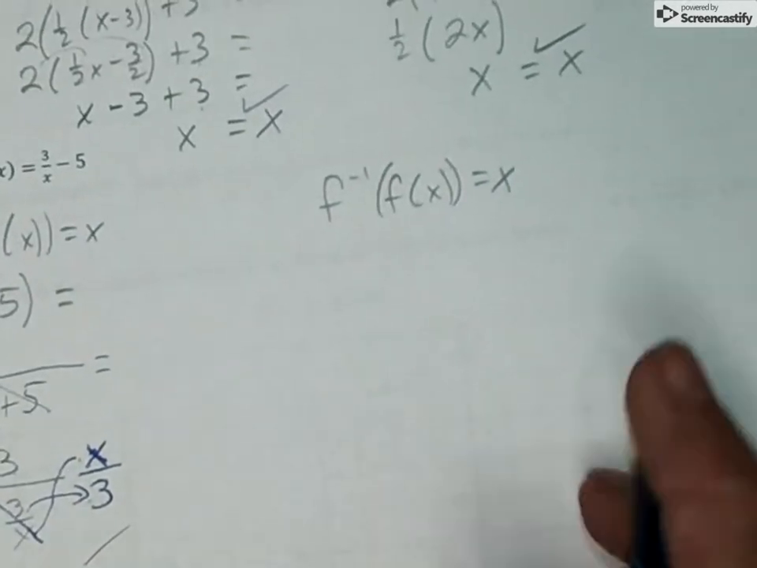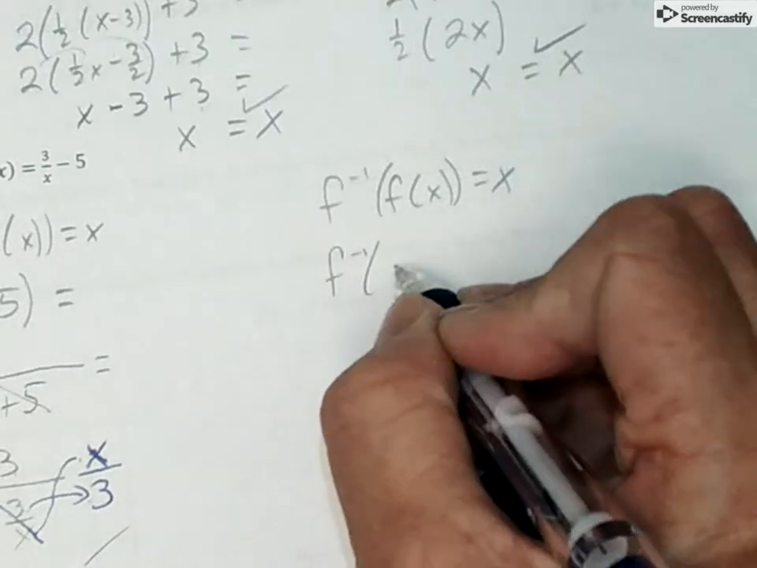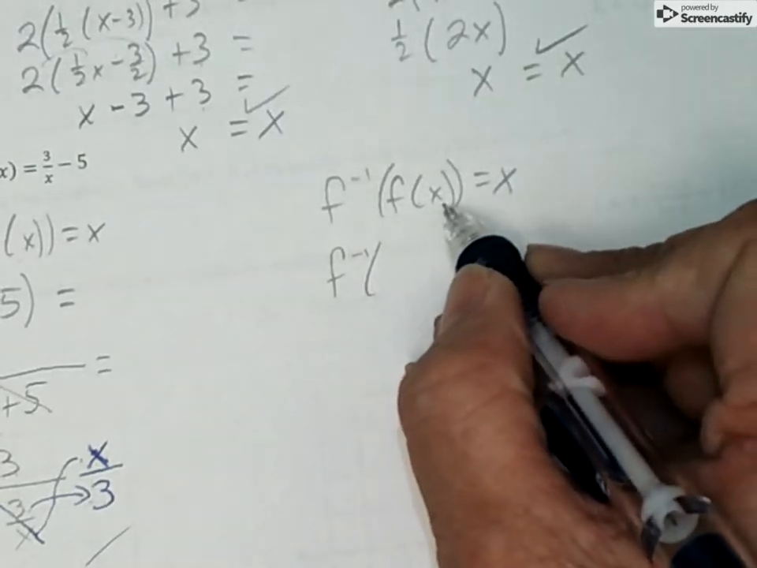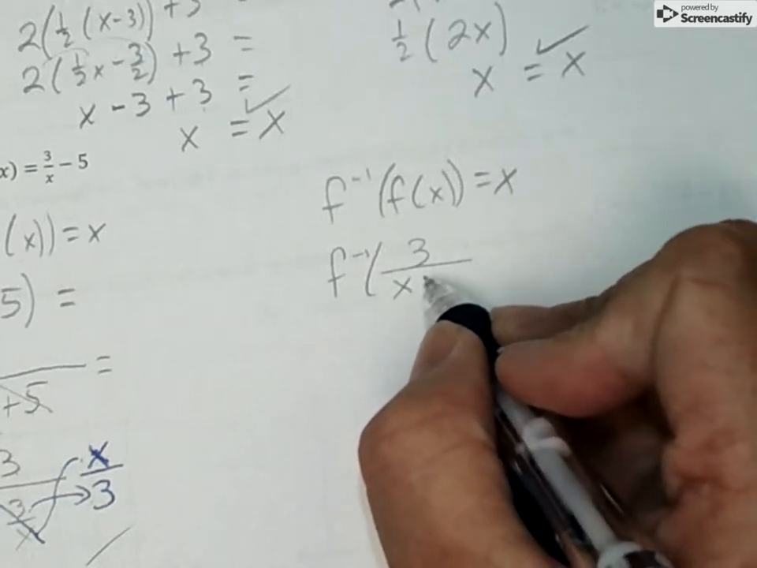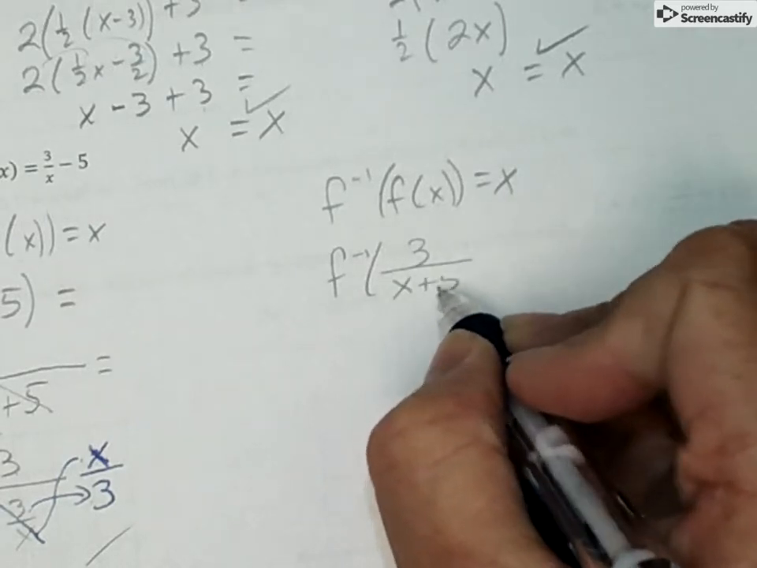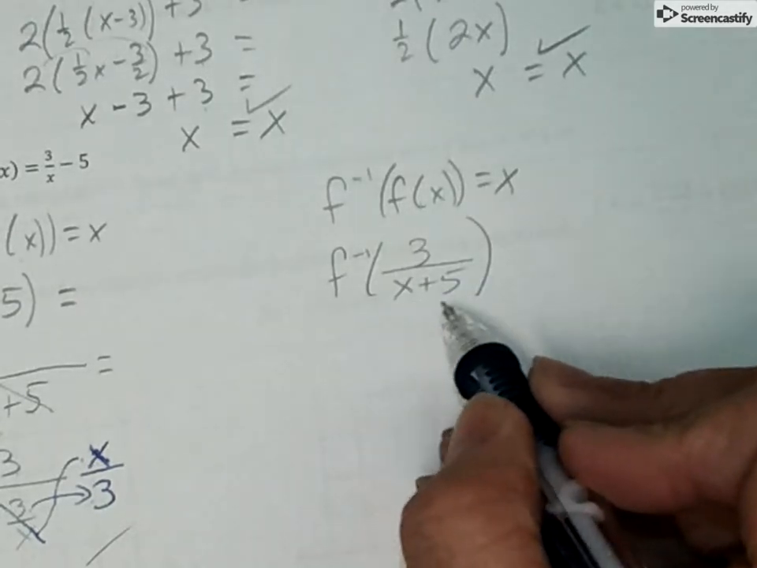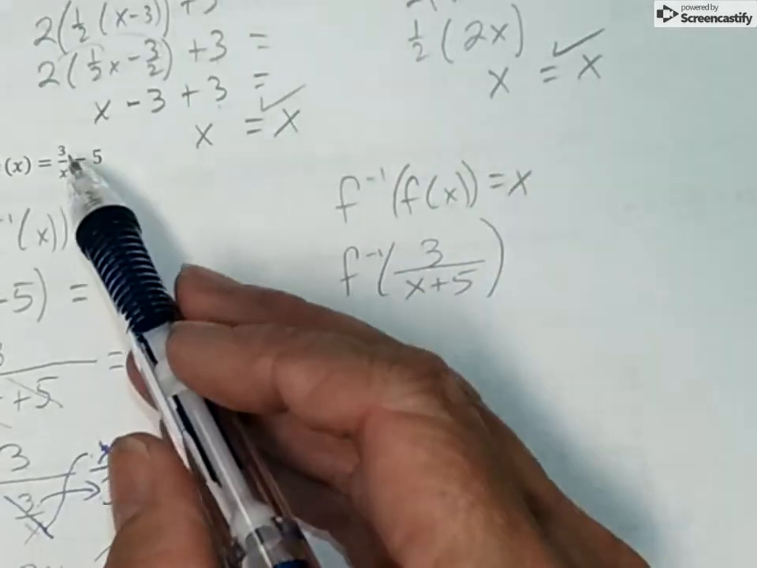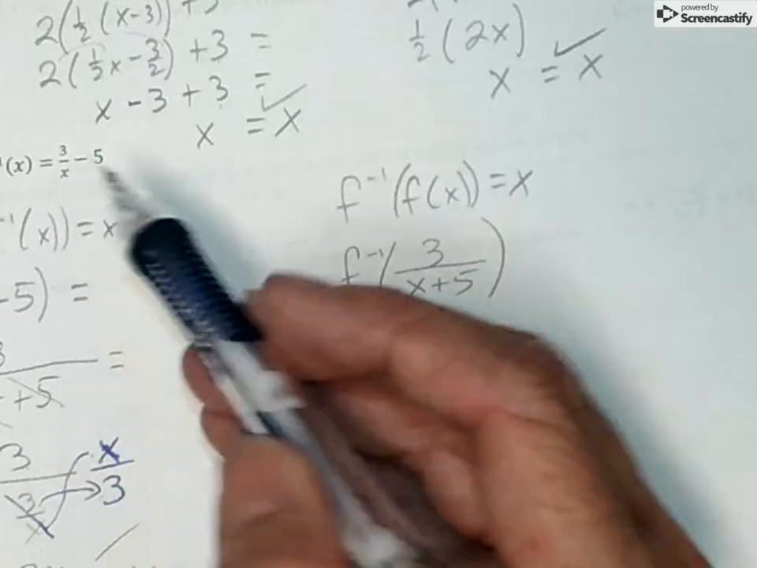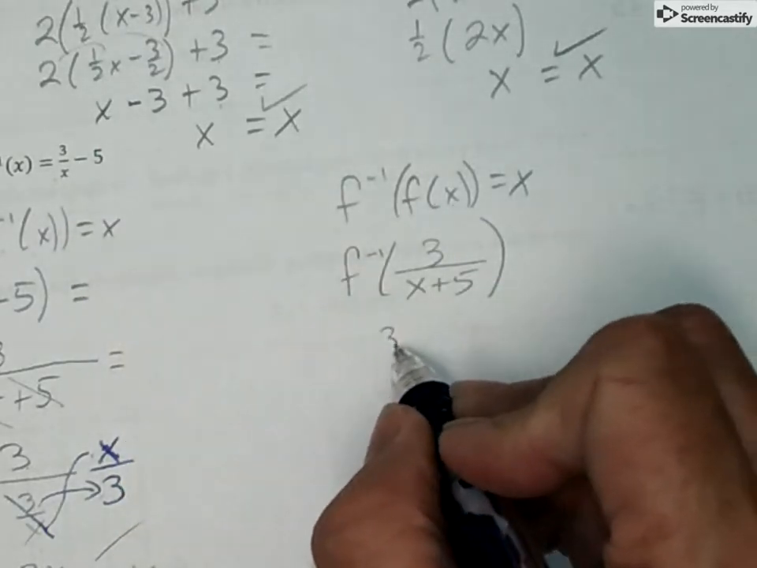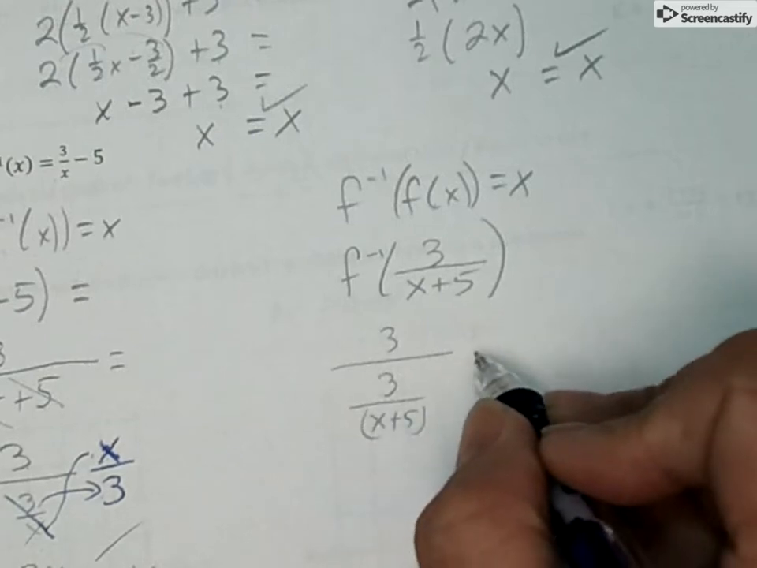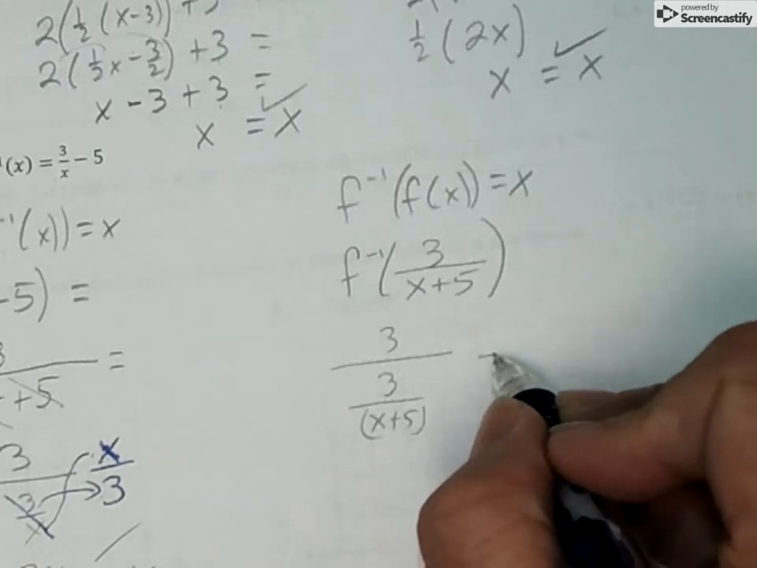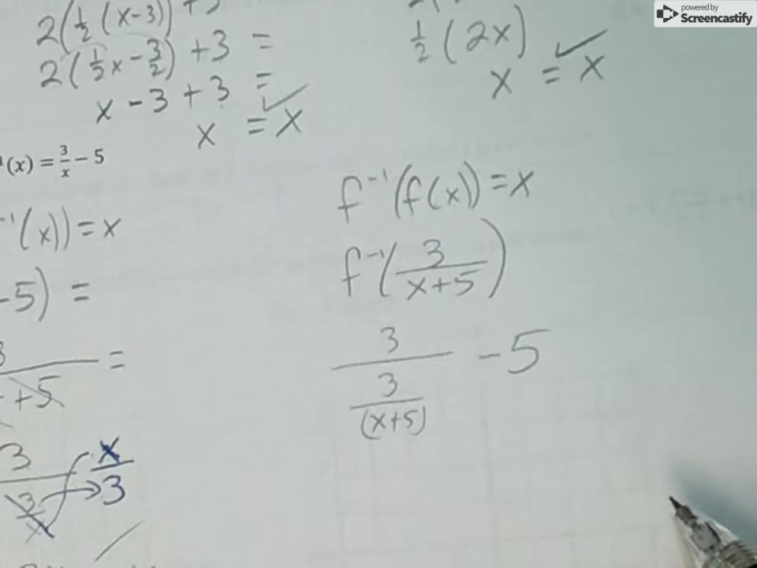Now we need to do it the opposite way. So f inverse of f of x. So f of x says take the x, or your input, divide 3 by your input plus 5. So I now need to take all of this and input it into my f inverse function. So 3 divided by 3 over x plus 5. Actually, I don't need those parentheses there, but it doesn't hurt.